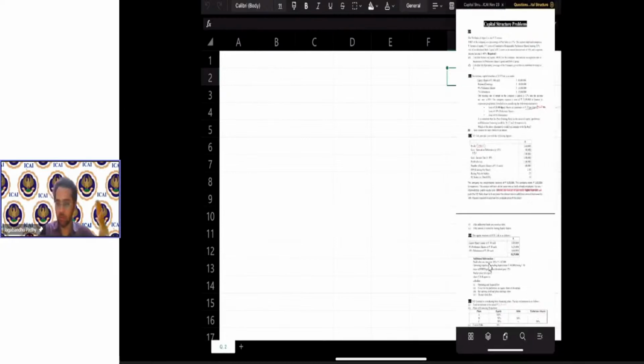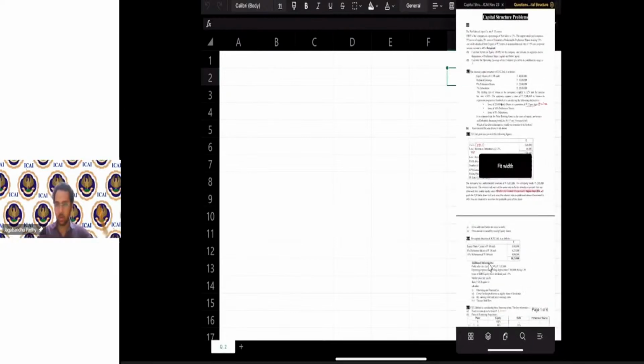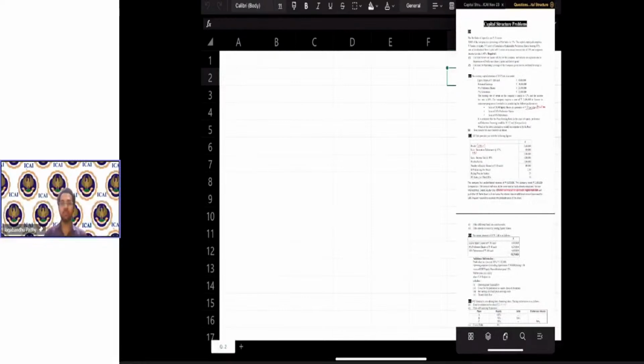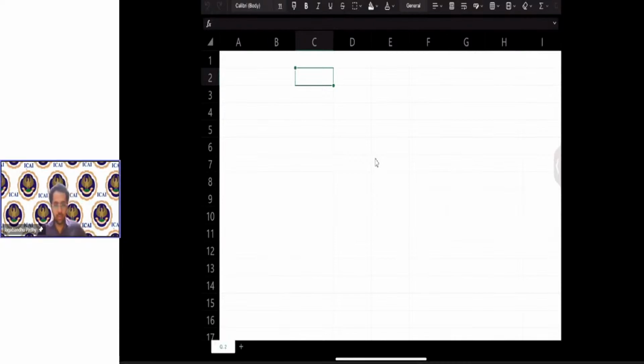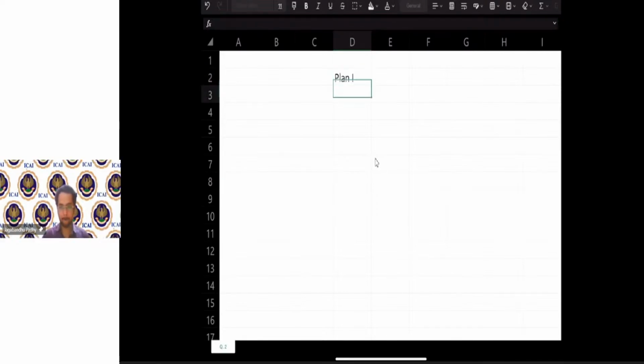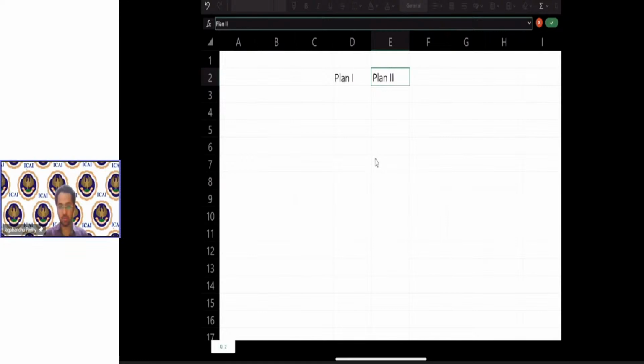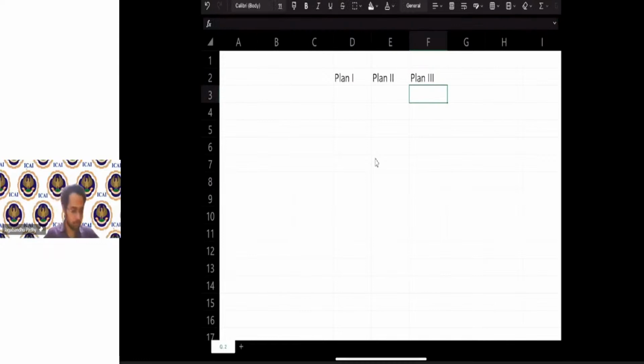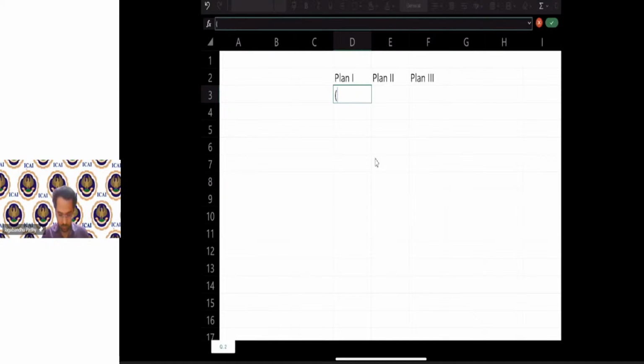So let's look at this typical question. What we have in this question is some existing capital, and we are looking for raising some new capital. In this case, we have got three plans: plan 1, plan 2, and plan 3.